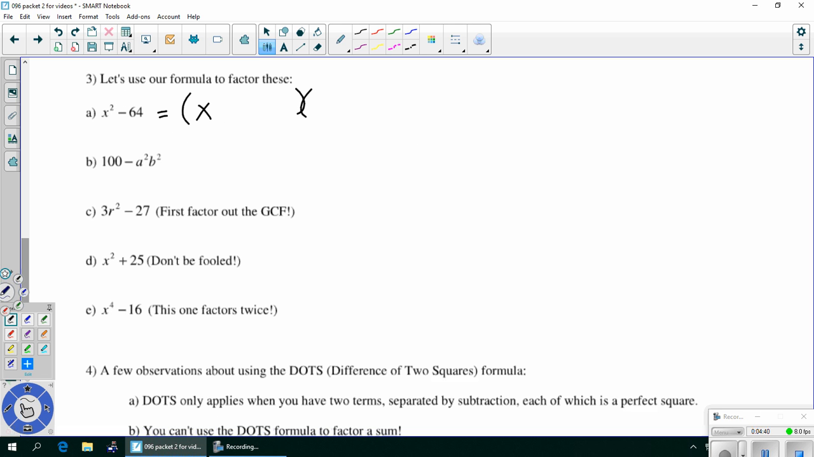We said x, and we're trying to get 64 with 2 copies of the same number. That's 8 times 8. And then always plus and minus in either order. And that's our factorization. Part B.